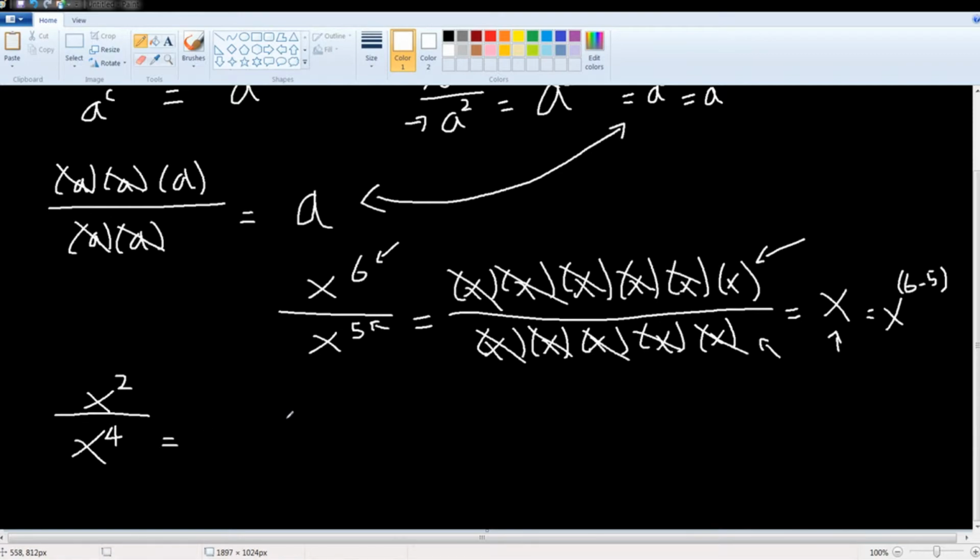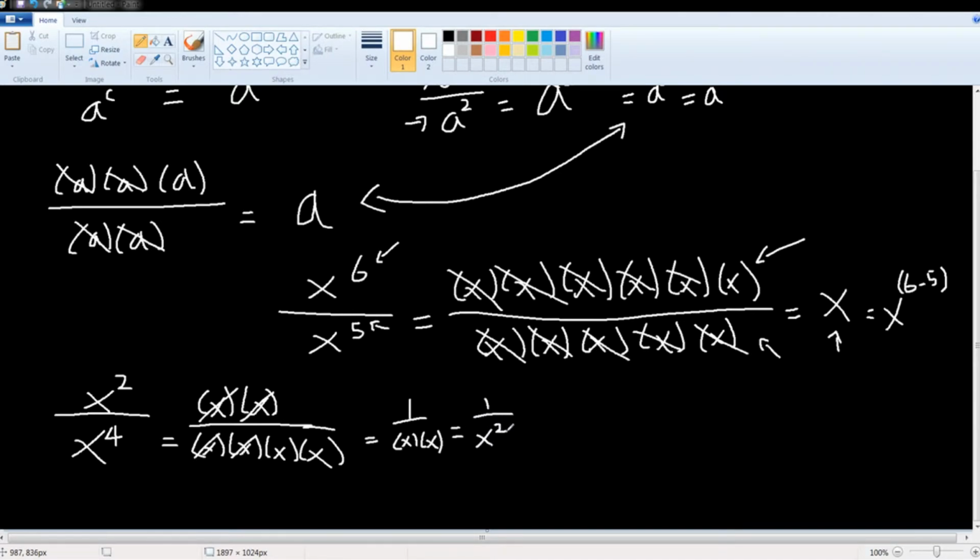So let's do the same thing. What's x squared expanded out? That's just x times x, divided by x to the 4th. X to the 4th is just x times x times x times x. So we can see that these x's cancel out again. So 1, 1, 2, 2. Now we're just left with 1 over x times x, which is the same thing as 1 over x squared.